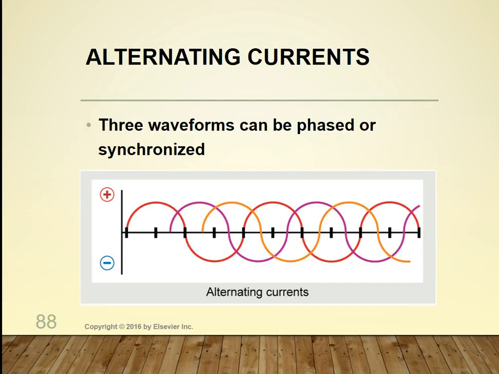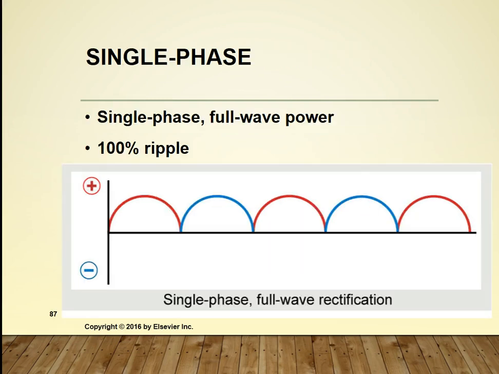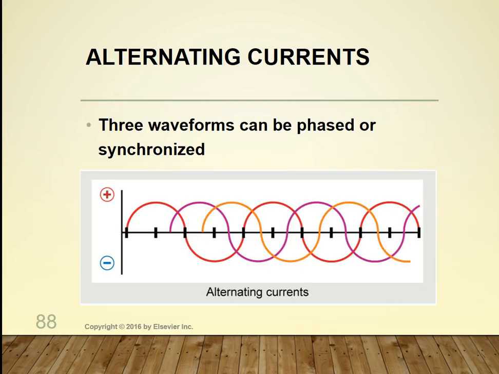Now, a solution to single phase full wave is to use 3 AC waveforms at the same time, and this is called three-phase alternating current. Instead of single phase, full wave, now we have three waveforms and we synchronize them. With a little bit of engineering and electricity gurus, three waveforms can be phased or synchronized. Each is generated independently, and then they're phased so that each one is 120 degrees out of step with the next.